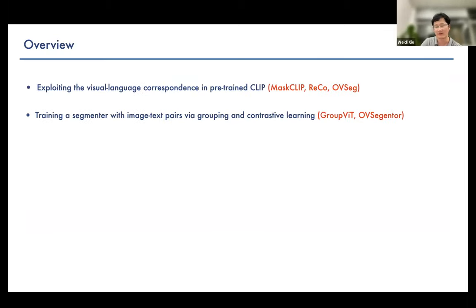Typically there are two lines of research in the literature. The first line is, can we better exploit the vision-language correspondence in pre-trained CLIP? There are several methods like MaskCLIP, ReCo, OVSeg, et cetera, because in 2021 and 2022, there were many methods trying this direction. The second research direction is, can we train a model end-to-end, just using image-text pairs via grouping and contrastive learning? As the previous presenter has already mentioned, transformers have a very good property for grouping things. So can we just use a transformer to train the model with image-text pairs? There are several methods. Last year, the first method, called GroupViT, was published at CVPR. And this year, OVSegmentor is also doing something similar, but much more efficiently.